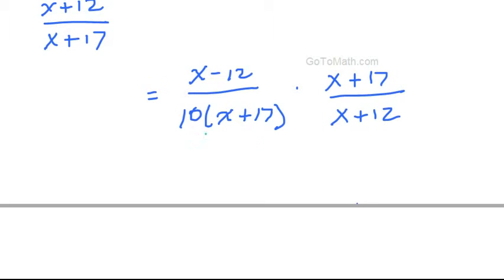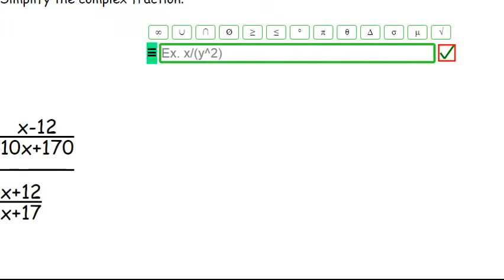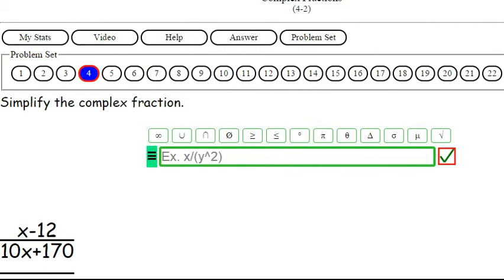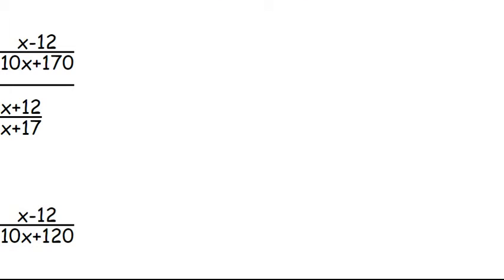Okay, so as you can see, the x plus 17s are going to cancel out, and we're going to be left with x minus 12 over 10x plus, it looks like 120. X minus 12 over 10x plus 120. Let's see what we got going on here. Let's make sure everybody's good. X minus 12 over 10x plus 120.